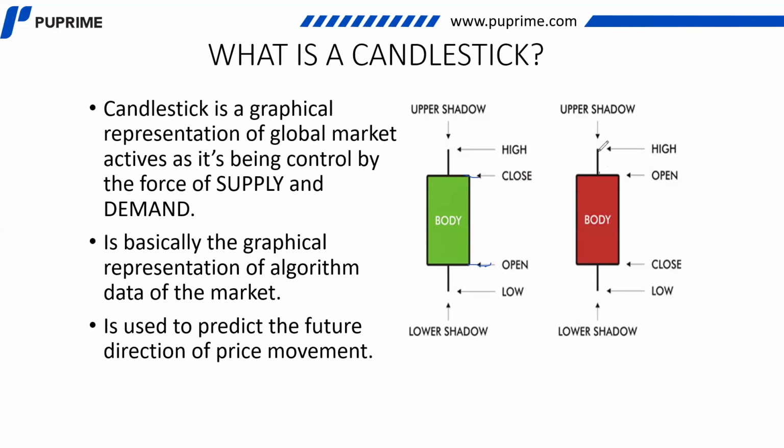Why this thin line you are seeing, they are called shadows. Some people call them wicks. Some people call them rejection. They are telling you the pressures between buyers and sellers. Do we understand that? Okay, so let's go to the next slide.